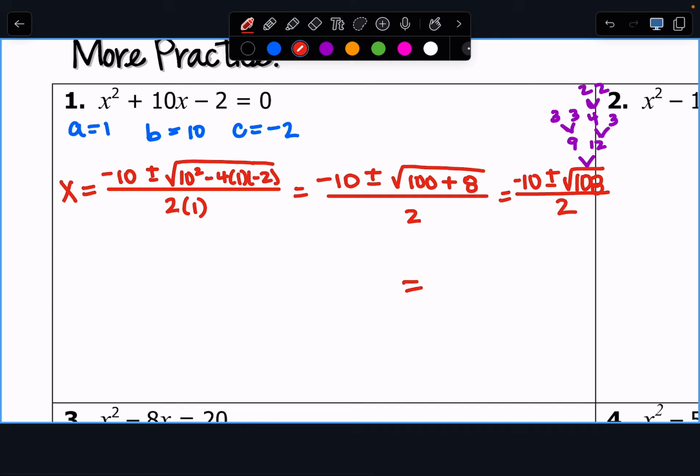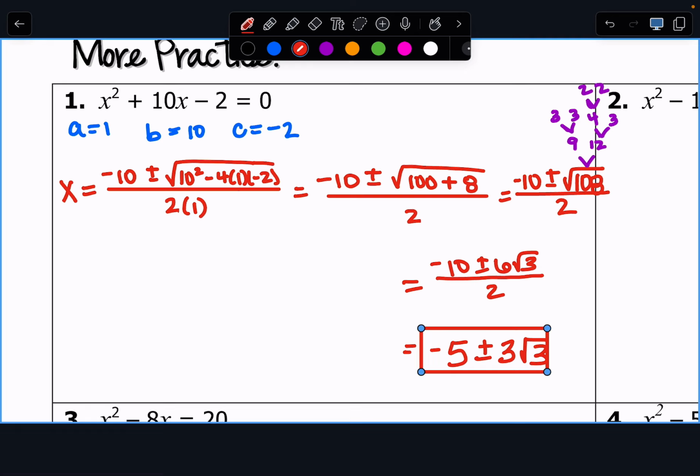Okay, so what comes out of the radical? Negative 6. Or 6 radical 3. So 6 radical 3? Yeah. Okay. So if negative 10 gets divided by 2 and 6 radical 3 gets divided by 2, then we're going to have negative 5 plus or minus 3 radical 3 as our answers.